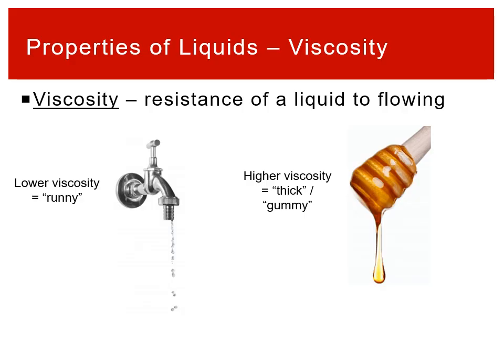So viscosity is another liquid property, which is the resistance of a liquid to flowing. It can be a little counterintuitive. Viscosity is resistance to flow. So high viscosity means the liquid does not flow very well. Words we associate with those liquids are thick or gummy, whereas low viscosity would be a runny liquid.